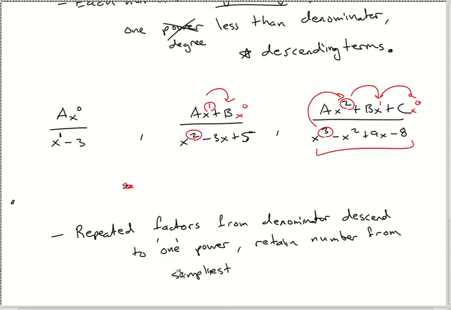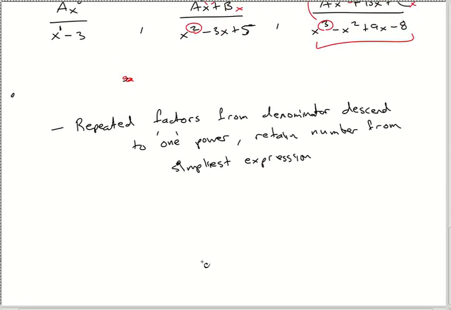Simplest? I don't know how to spell it. I'm saying it. Simplest expression. Okay. Now, what is going on here? Let's do a thing here. Let's say that I had x minus 3 squared.